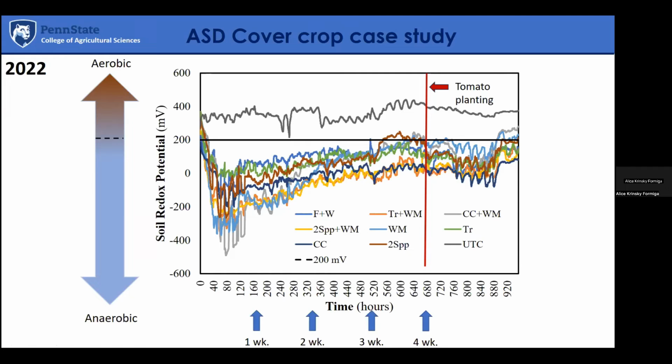As we moved into 2 to 4 weeks out from when the ASD treatment started, the ones that remained the most anaerobic were the crimson clover alone, even without the wheat mids added, and then the other two cover crops with the wheat mids added. For this year, the tomatoes were planted at 4 weeks, and all of the different types of cover crops with or without wheat mids were anaerobic for at least 3 weeks.